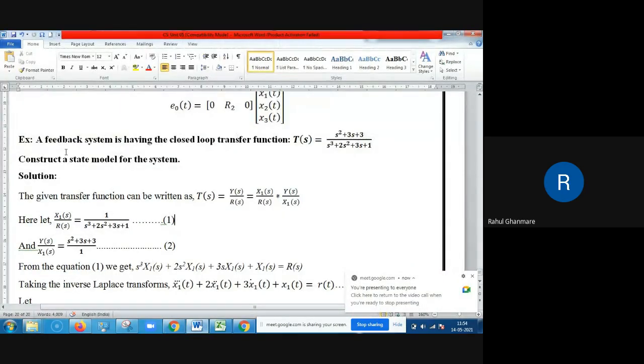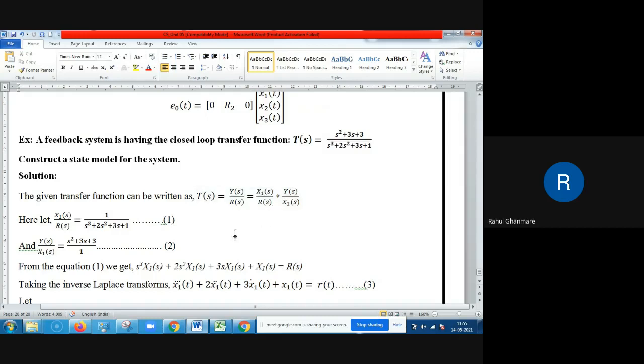We need to construct the state model for the system. And what is the system? A feedback system having a closed loop transfer function, that is T of S equals S square plus 3S plus 3 upon S cube plus 2S square plus 3S plus 1. So this question is given. Now, what we need to do? We need to construct the state model of the system. Our aim is to construct the state model of the system.